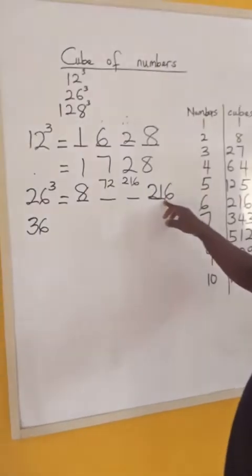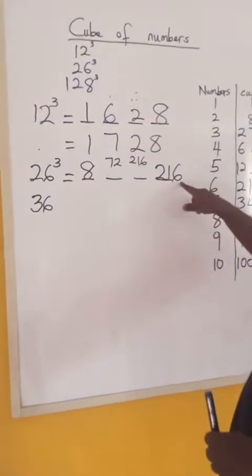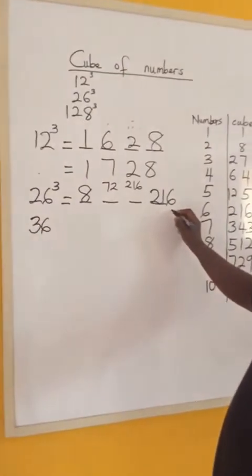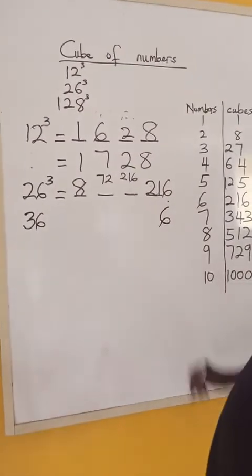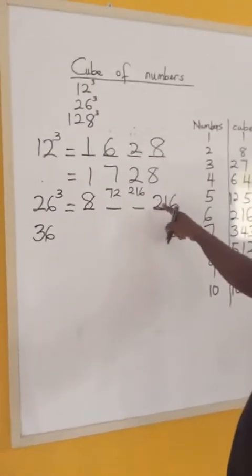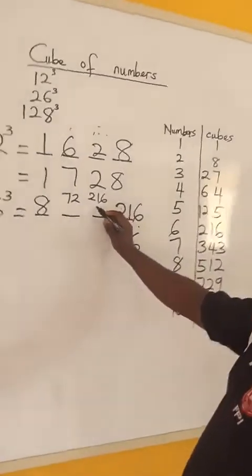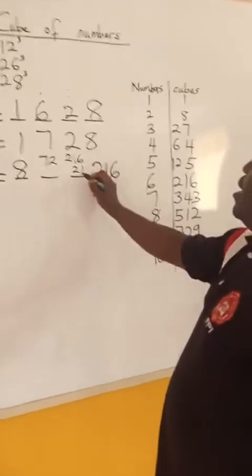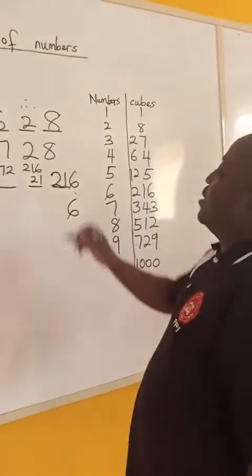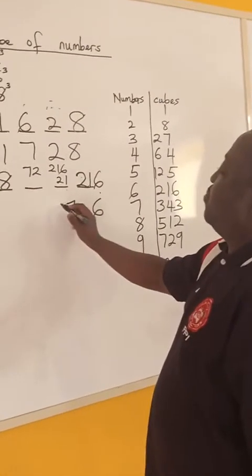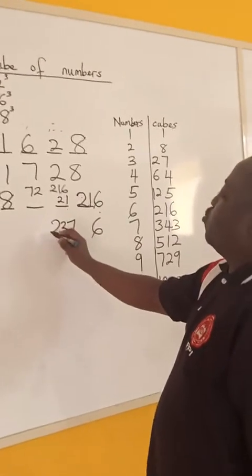Now, how do we combine this answer? We cannot leave the whole of 216 here. So instead, we are writing just the last digit. So the last digit is 6 here. So let's write 6. Then this 21 here now, we are adding it to this 216. So let's do the addition. 216 plus 21. That is 7. 1 plus 2, 3. Then 2.